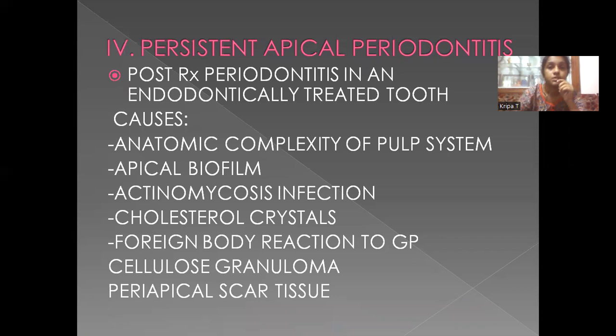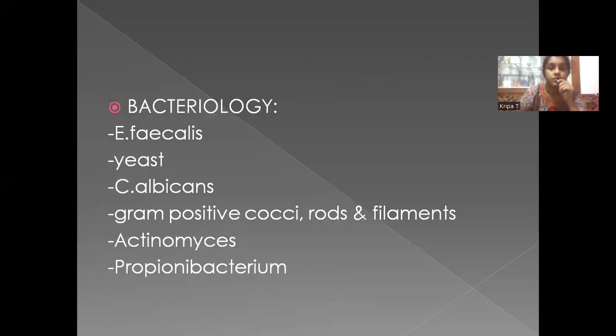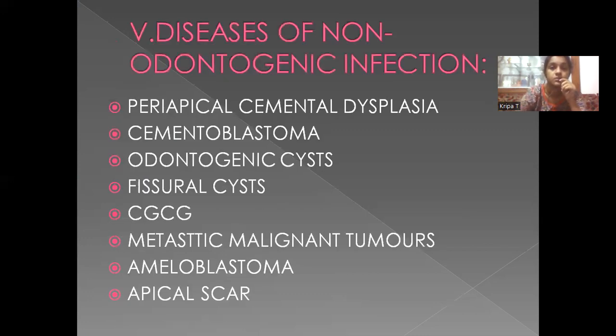And then we have persistent apical periodontitis, post-treatment periodontitis, in endodontically treated teeth. The causes here are some anatomical complexity of your root canal system, the persistence of apical biofilm or an apical scar, actinomycosis, presence of foreign bodies, cholesterol crystals. All this can be a reason for a persistent apical periodontitis. This is an important part. You should know the bacteria involved here. The major one is E. faecalis. Apart from that, you have Candida, gram-positive cocci, rods, propionibacteria, and actinomyces.